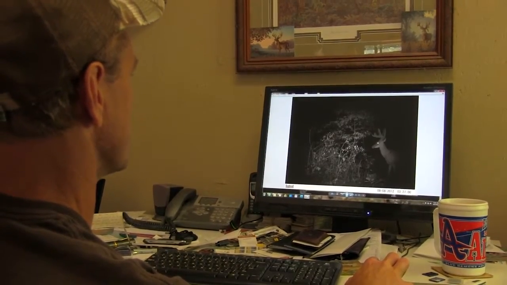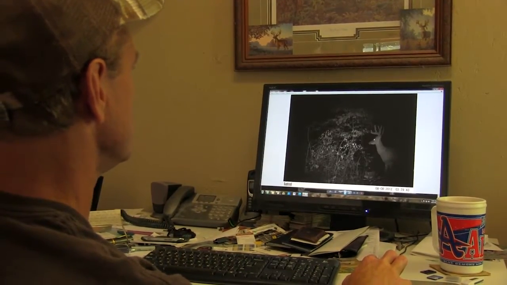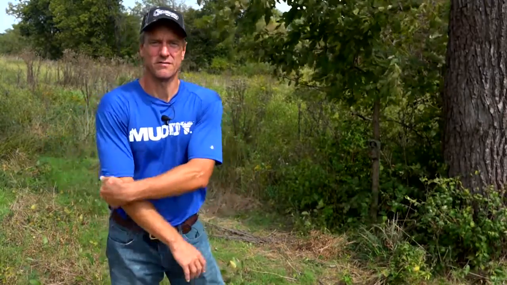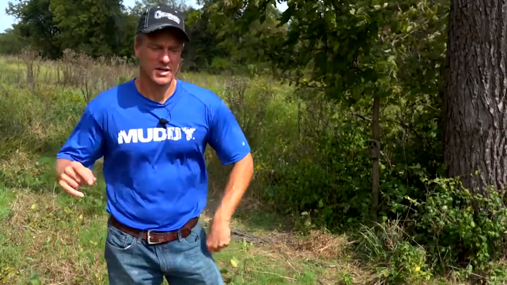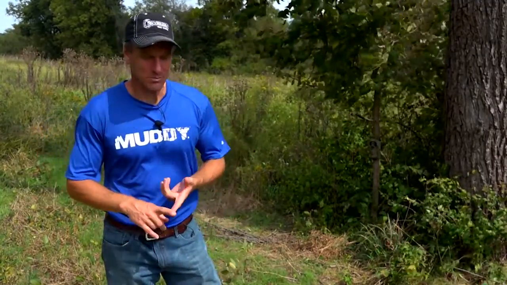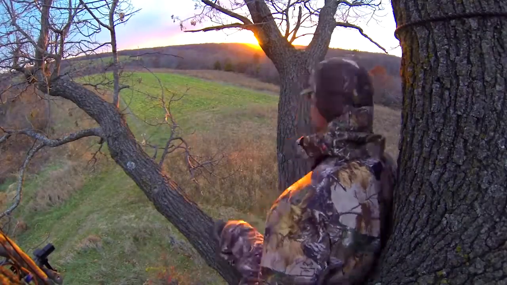We've pulled a lot of photos from the cameras, and obviously the first temptation is just to go in there and look for the biggest bucks that you've got and then figure, okay, that's the spot where I'm going to hunt. The problem with that, and what I've learned over the years, is you can end up investing an awful lot of time in bucks that are not killable.